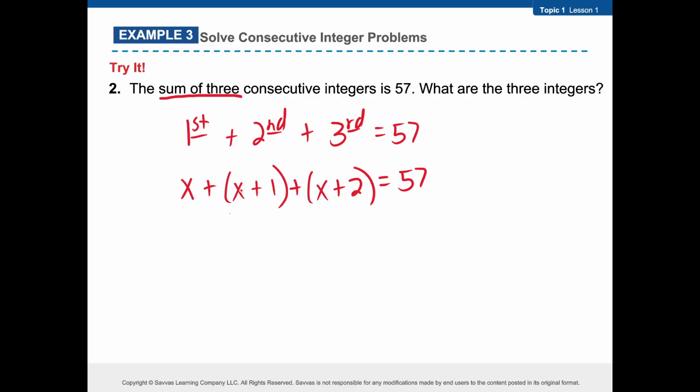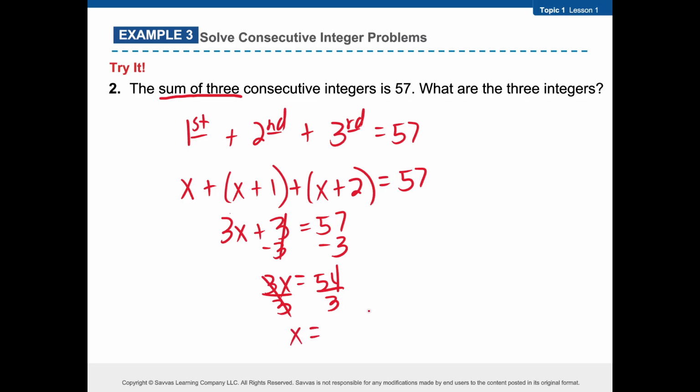Combine all of your like terms. 1x plus 2x, 3x. 1 plus 2, 3. Solve your two-step equation. Subtract 3. 3x equals 54. Divide by 3. And x equals 18. So 18 is my first number, 19 and 20.